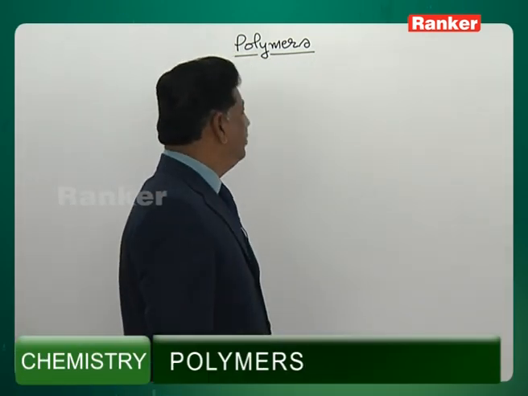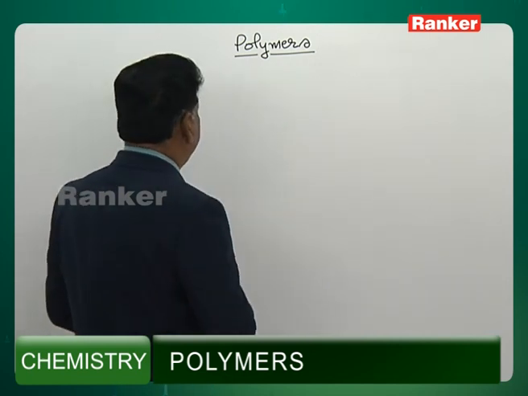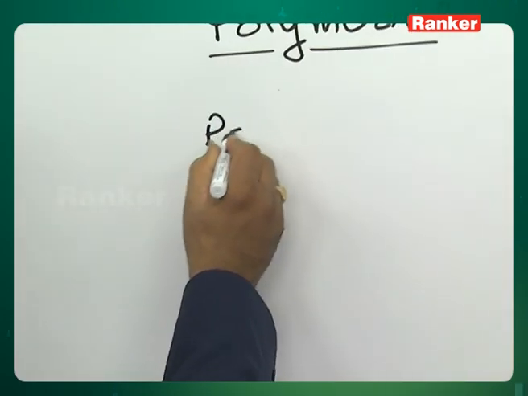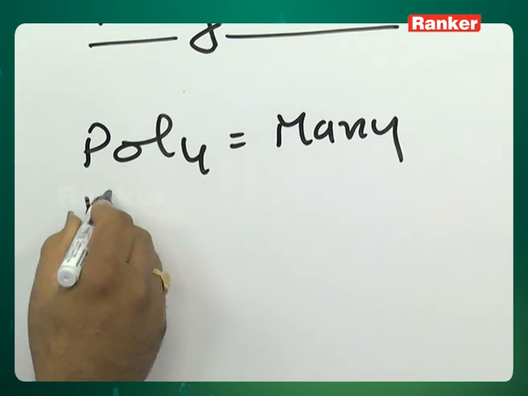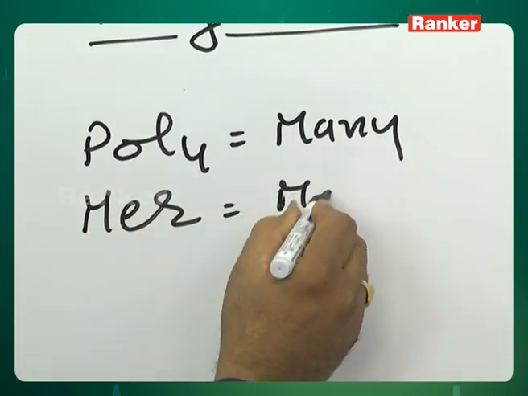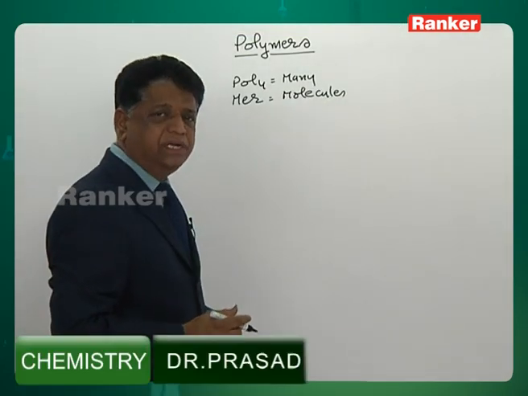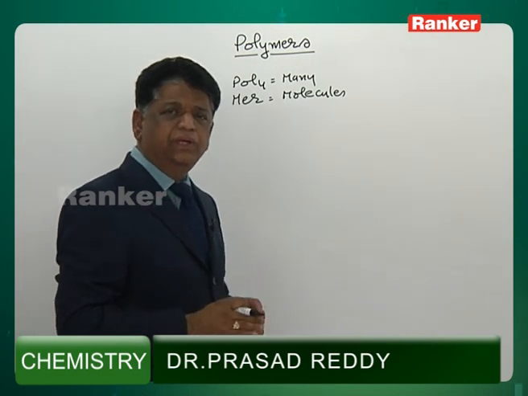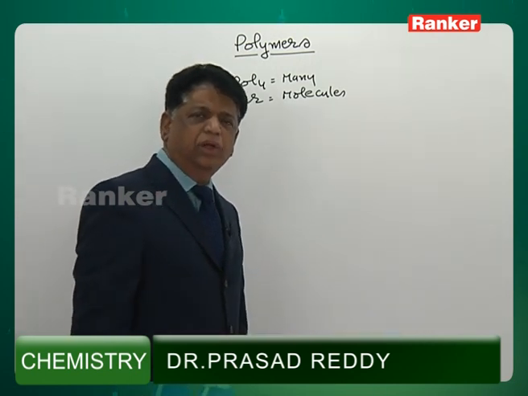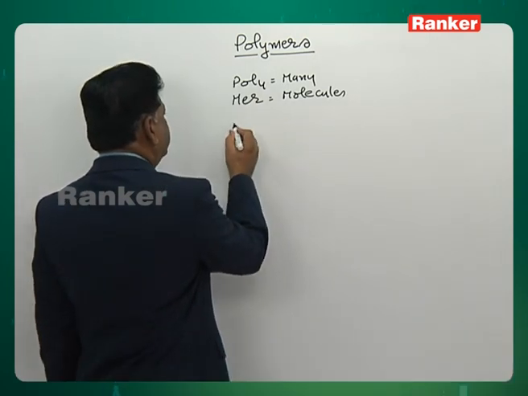So, today we will take some important points on polymers. The meaning of poly is many, and mers means molecule. As per the definition, polymers are relatively smaller molecules that, when joined, give a large size molecule called a polymer, and the process is called polymerization.